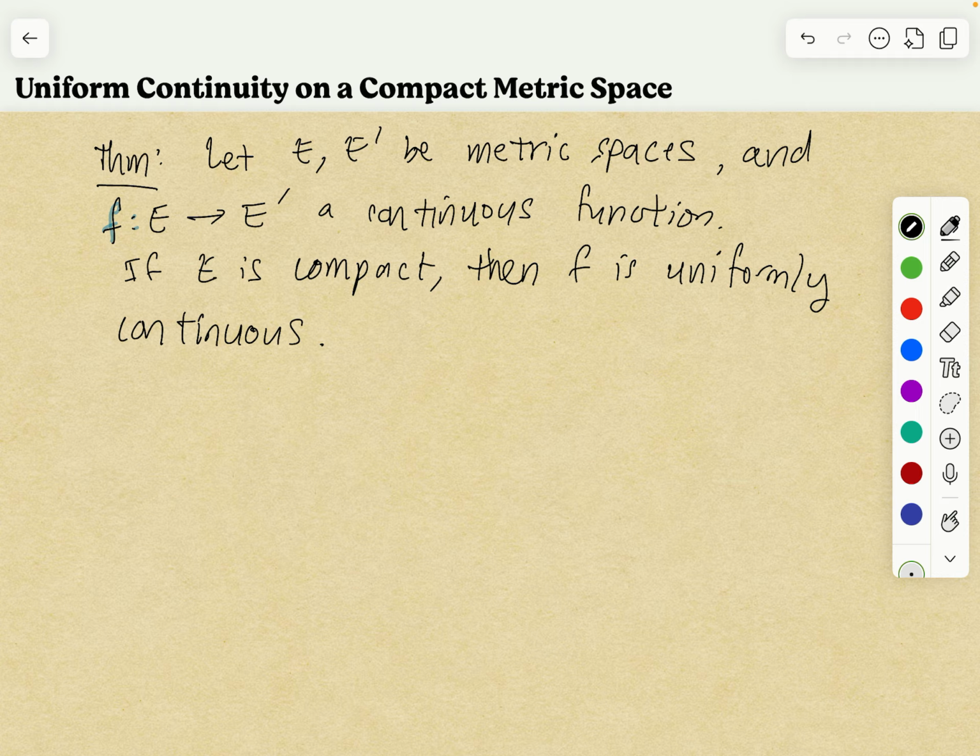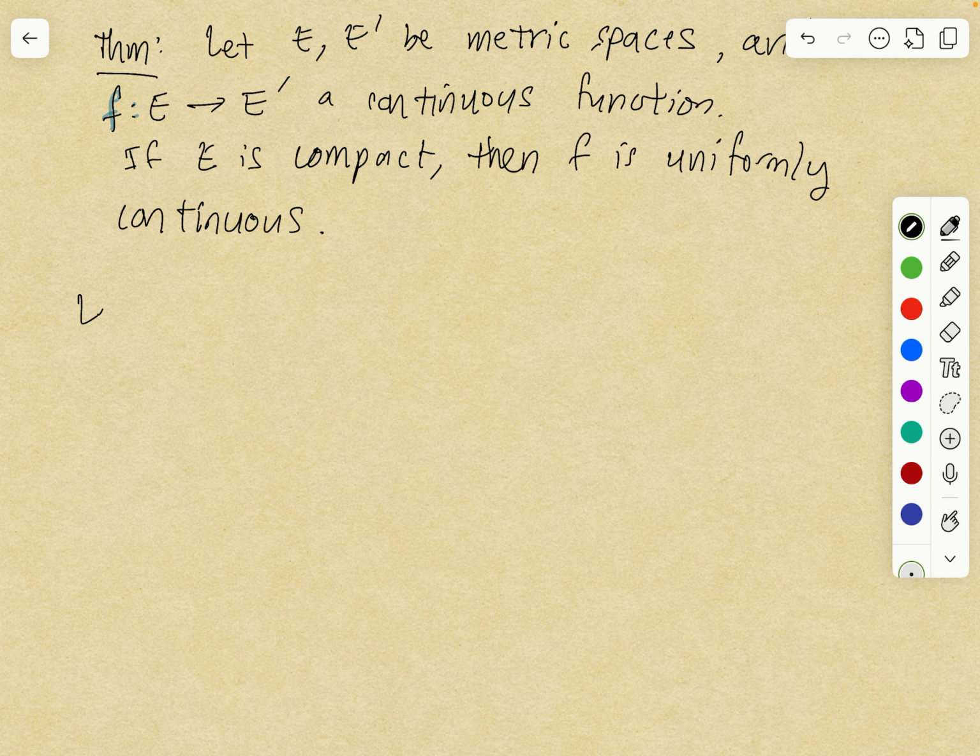So the proof of this is a bit tricky, and I'm going to give an attempt at a proof, and then we'll see what goes wrong, and then we'll figure out how to fix it. Before we do that, I think it's worth pointing out a little lemma that is useful.